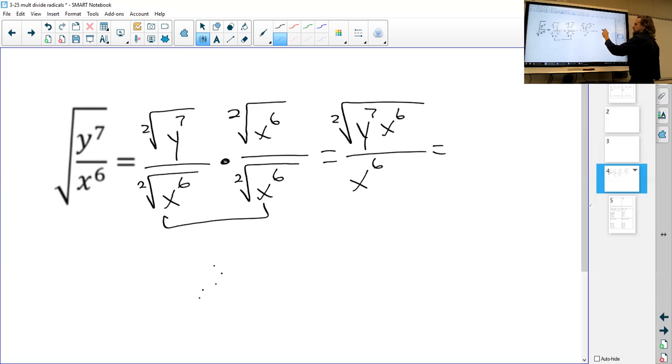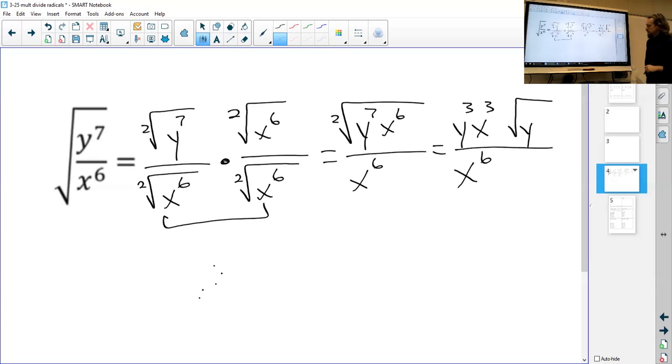So 7 divided by 2 is 3. So I can say y to the 3rd. And then we have 1 y left over. And then for our x, 6 divided by 2 is 3. So you can say x to the 3rd, nothing remaining there, over x to the 6th here. And then we say, can I simplify my fraction? So since I have x divided by x, remember our old rules, right? If you're dividing with powers, you just subtract.